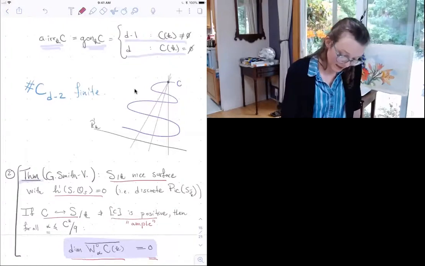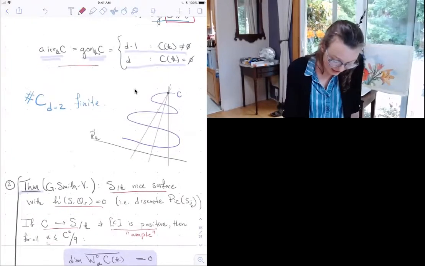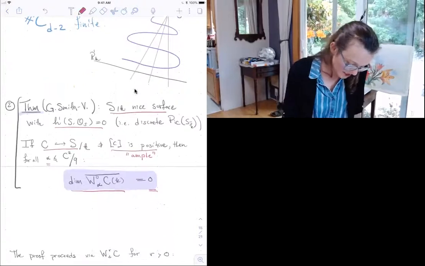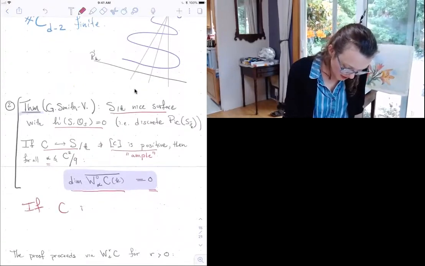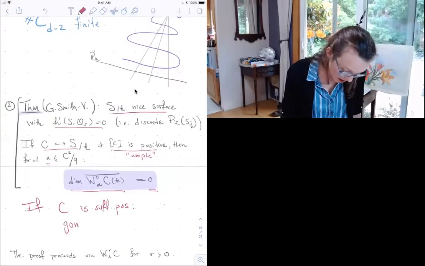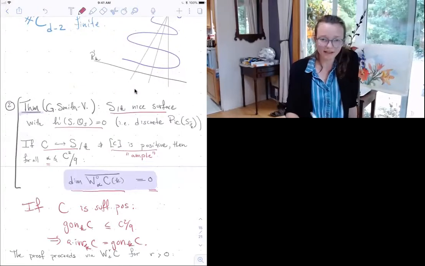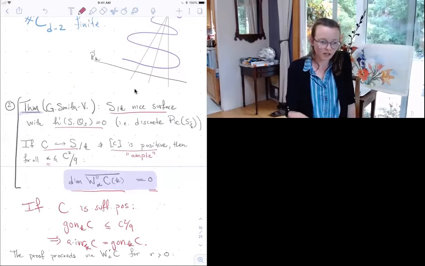So why does this give me examples where the arithmetic degree of irrationality is equal to the gonality, as I claimed? It's because if the curve is sufficiently positive in a very computable sense, then the gonality of the curve is also going to be at most c squared over 9, and therefore the arithmetic degree of irrationality is equal to the gonality. So you get this strong strengthening of Faltings' theorem: you get finiteness all the way up until the gonality minus 1.